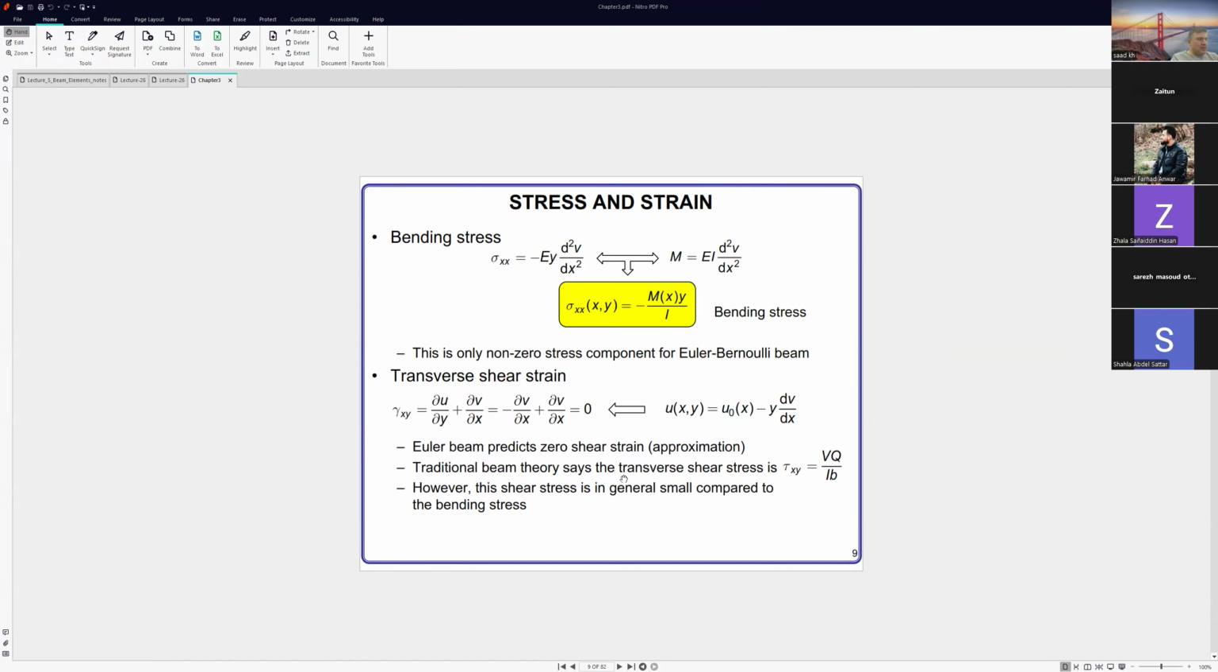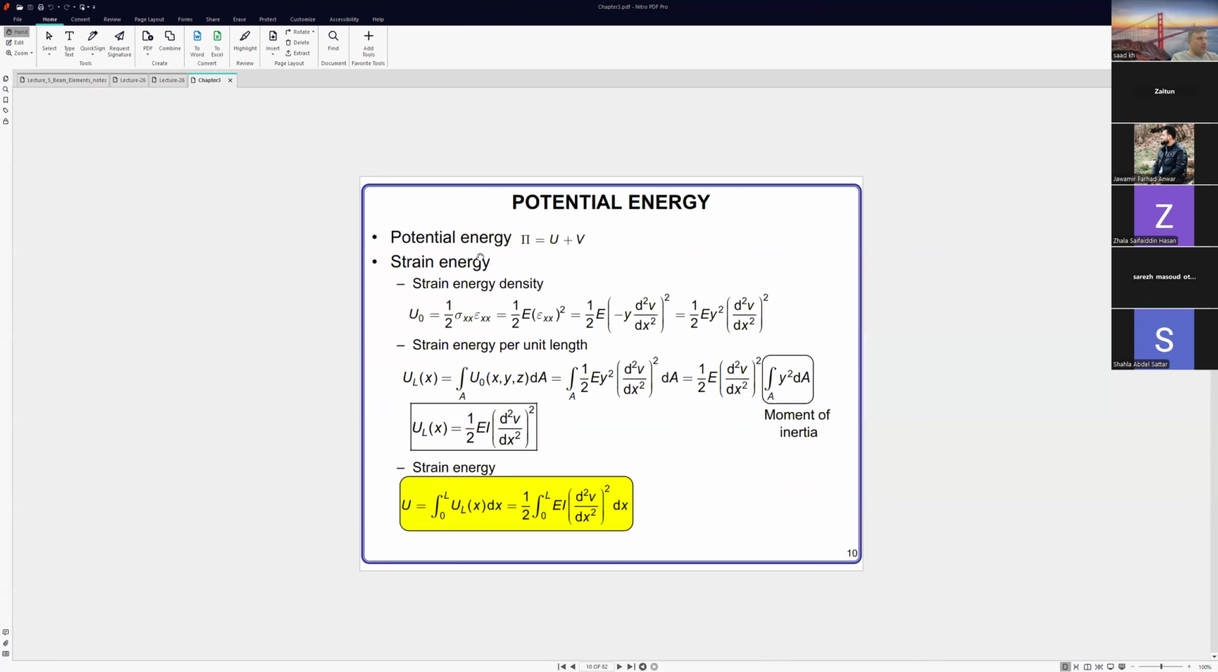Traditional beam theory says that the transverse shear stress is tau xy equal to V Q over I d to get the stress within the section. However, the shear stress is in general small compared with the bending stress. So the potential energy, pi, is equal to U plus V: the strain energy plus the applied load.